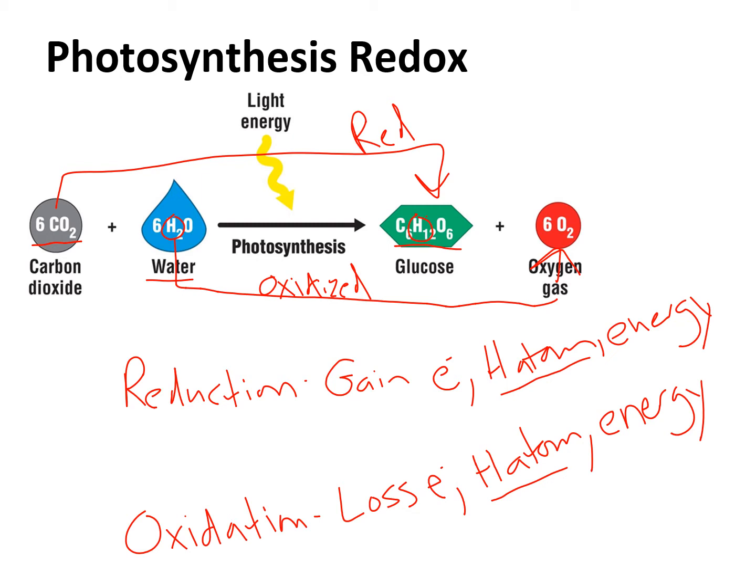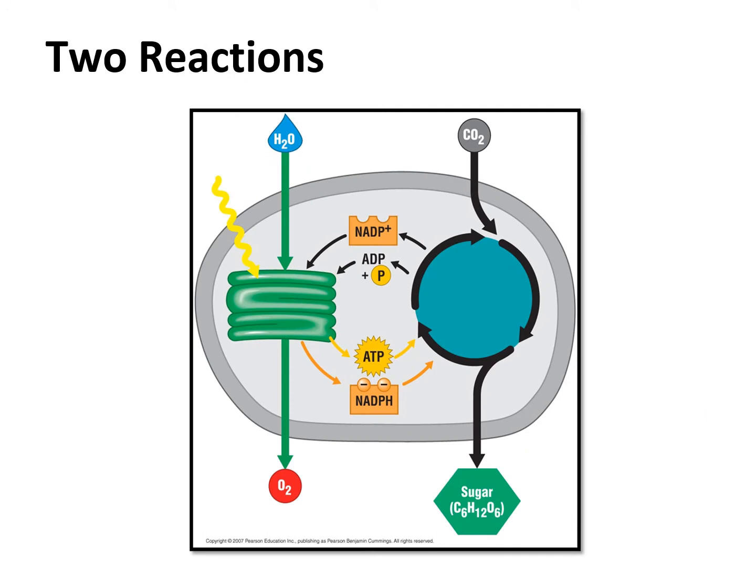In photosynthesis, carbon dioxide is going to be reduced into glucose, and water is going to be oxidized into oxygen gas. And that also follows the energy. Carbon dioxide is going to gain energy as it is reduced into glucose. So glucose is going to have more energy than the carbon dioxide. And then water is going to lose a little bit of energy when it loses the hydrogen atoms.